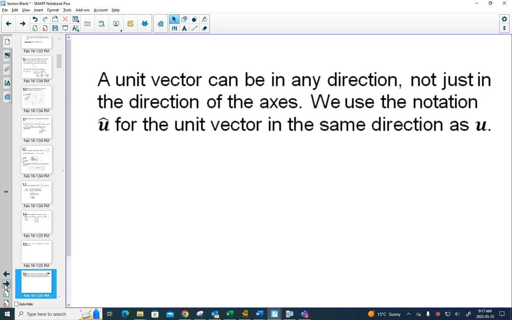So a unit vector can be in any direction. Our unit vectors i, j, and k have specific directions, but you can have a unit vector in any direction. You put all your unit vectors together in 2 dimensions, you get your unit circle. I don't know if they have a unit sphere in 3 dimensions, but probably there is. So here's the notation for a unit vector. We put a little hat on it, make it feel happy.